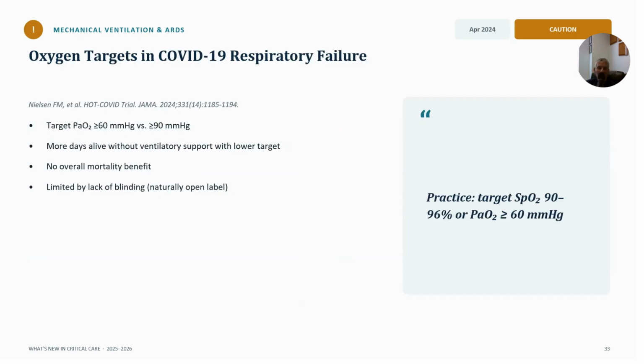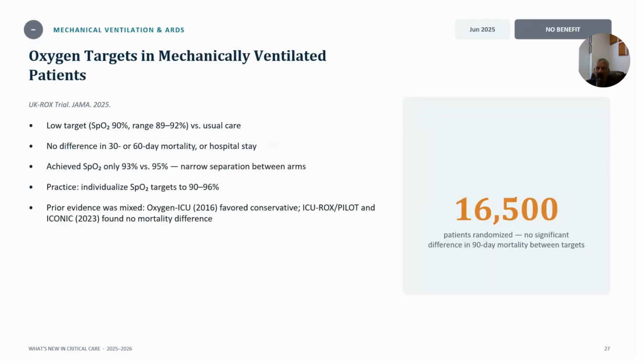Oxygen targets in COVID-19 respiratory failure. So you have the HOT-COVID trial, looking at a target PO2 greater than 60 versus greater than 90. There were more days alive without ventilator support with the lower target, but no overall mortality benefit. Practice target: SpO2 90 to 96%. So we don't have to use a higher target.